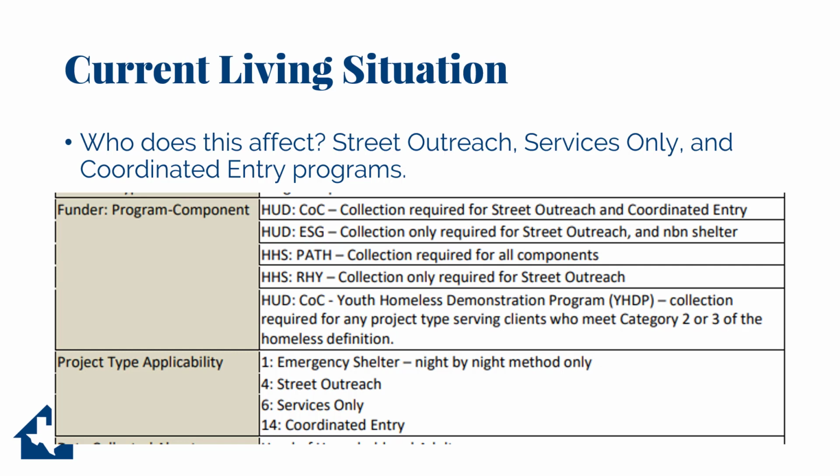I'm going to talk to you about the current living situation. This could be considered a new assessment or a new range of elements for multiple funding types and projects. I want you to take note of the specific funding types this affects: COC, ESG, PATH, and RHY. And within those funding types, this new assessment only applies to the street outreach and services only project types.